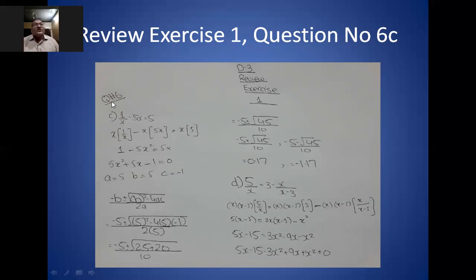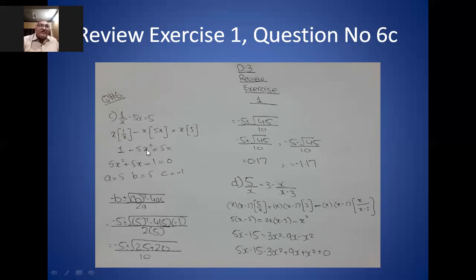If you want to get rid of this denominator, the easiest method which we apply is that you multiply all of them with that denominator. So I will multiply with x this term, this term, this term. They all should be multiplied with the LCM. You can see here, x is multiplied with the 5x, and x is also multiplied with the 5. This x and this x will be cancelled. You are left with 1. So here you will have 1 minus 5x squared equals 5x.